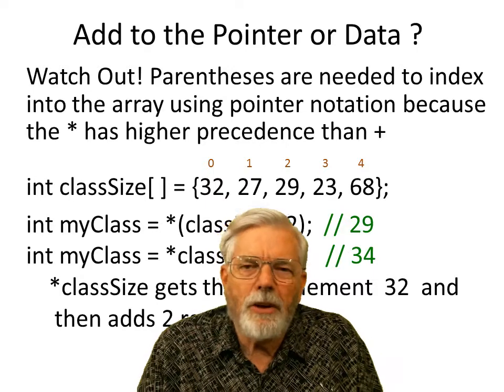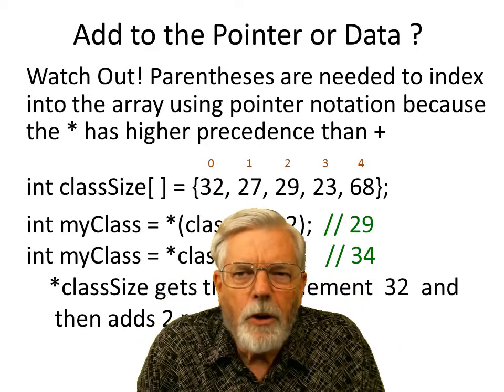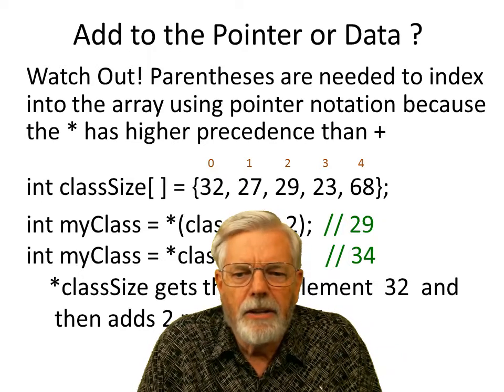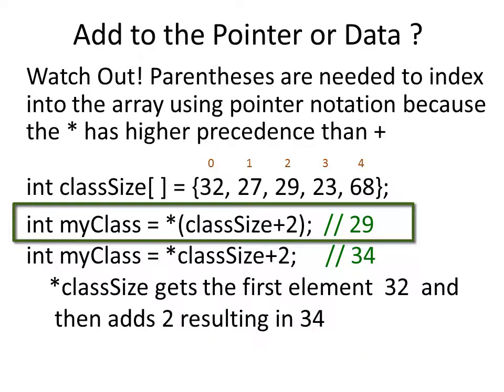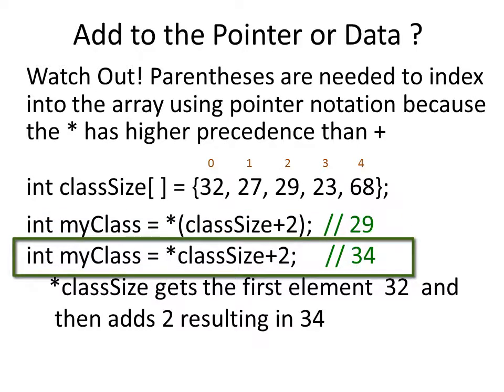Here's something you have to watch out for, and this has to do with using those parentheses. Am I adding to the pointer, or am I going to be adding to the data? Again, if I say int my class, and that's a variable, I'm going to pull data out of the array and stick it into my class. Int my class equals star parentheses class size plus 2, I get 29, which is going to be index position 2. However, watch out for this one if I say int my class equals star class size plus 2.